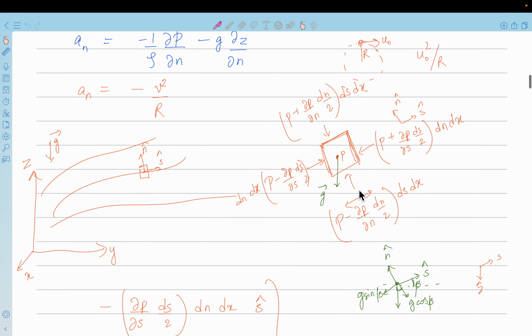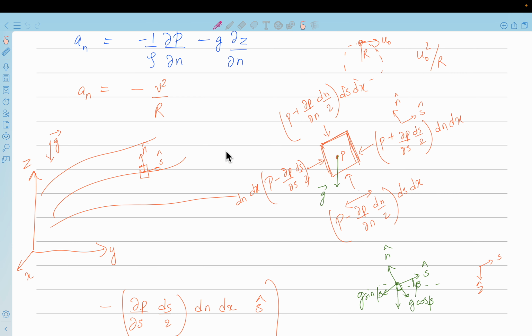I think I told you the derivation starts by considering a small fluid element, and you have to write the pressure gradients and the velocity gradients in terms of these coordinate systems s cap and n cap. If you want a formal derivation, if we have time left at the end, I can do it.